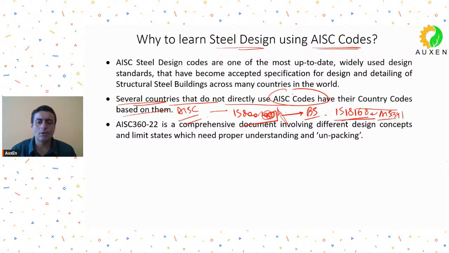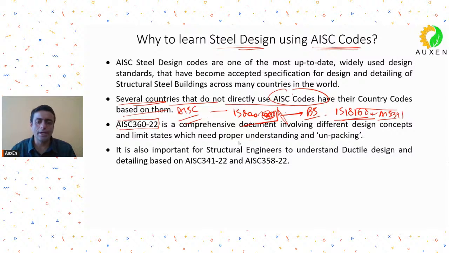Now, the basic steel design code is the AISC 360-22. 22 is the year of latest revision, and it's quite a comprehensive document. If you go through it, it's not very thick, but then there is a detailed commentary with it. So it's a comprehensive document which involves a lot of different design concepts, and there are a lot of different limit states which as a structural engineer you should properly understand. So even though you may not be using the code, an understanding of this code, I think, will help you in your understanding.